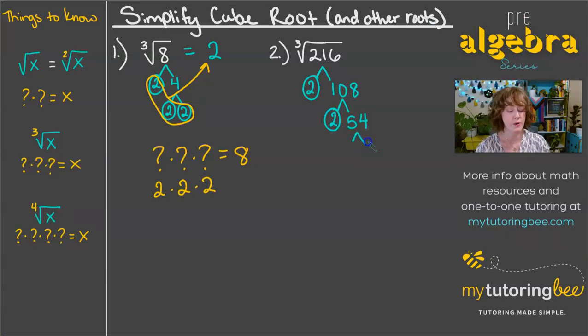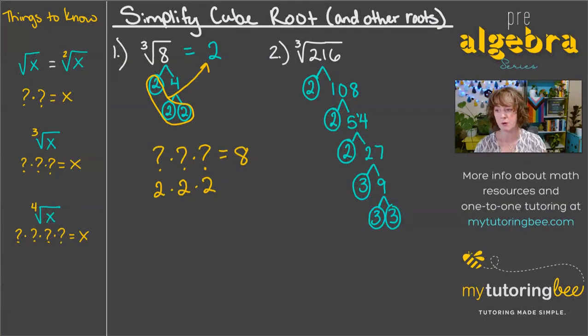With 54, we can keep going. I can use 2 again, actually, so 2 can go into 5 two times with 1 left over, and 2 can go into 14 seven times. And then for 27, I can't do 2 anymore, but I know that that's 3 times 9. 3 is a prime number, so I'm going to circle that. And then 9, I can factor into 3 times 3. Both of those are going to be prime.